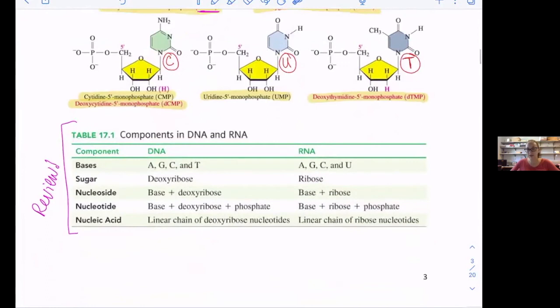So this table here is just for you guys to review, to look at the differences between DNA and RNA. So remember, our bases are slightly different, T in DNA, U in RNA, the other three are the same. The sugar in the structure of DNA is going to be deoxyribose and RNA is ribose. The nucleoside would be a base plus deoxyribose. Nucleotide would be base, deoxyribose, and phosphate for DNA. Same kind of thing, just ribose for RNA. And then the nucleic acid is going to be the linear chains of each of those groups.